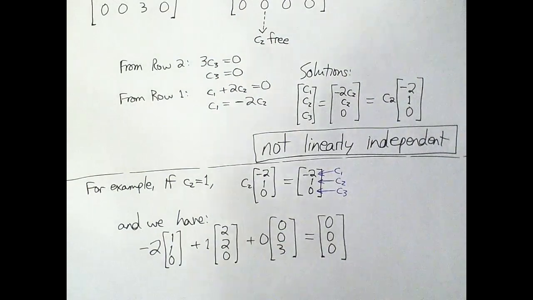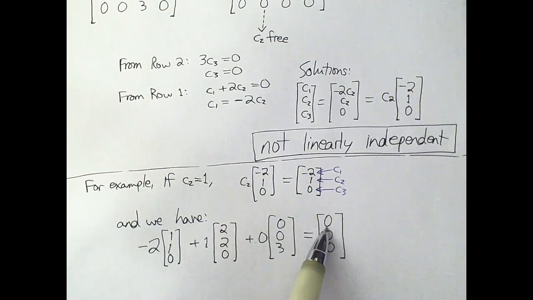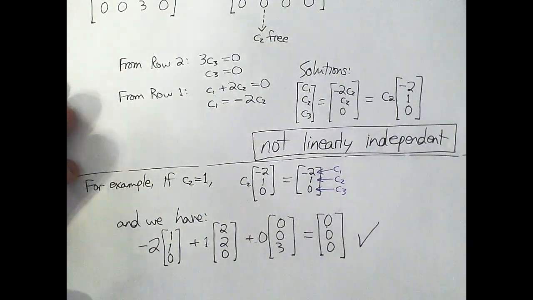You could say that this is a way of checking your work. I'm checking to see, does this work? You could work it all out. I think you might be able to do this in your head. Let's look at first entries. This would be -2 plus 2 plus 0. Yes, -2 plus 2 equals 0. How about the middle entry? -2 plus 2 plus 0 equals 0. Yes. How about the final entry? 0 plus 0 plus 0 equals 0. Yes, it checks out.